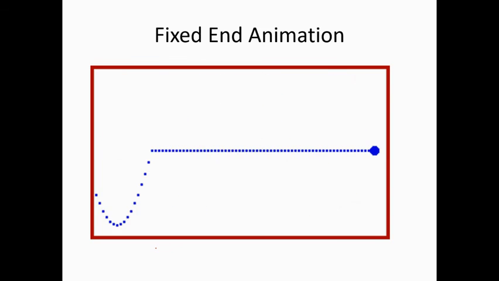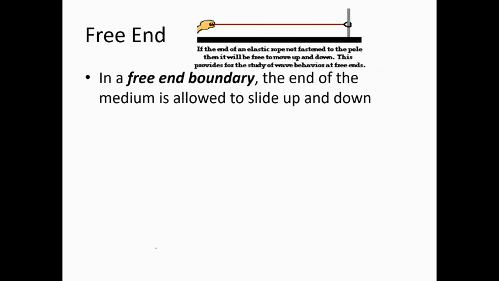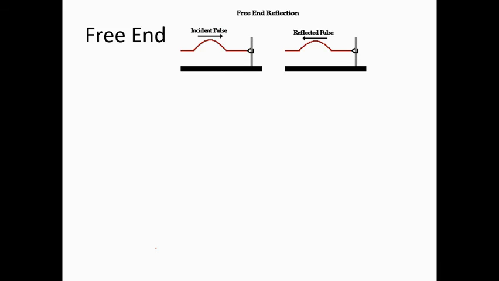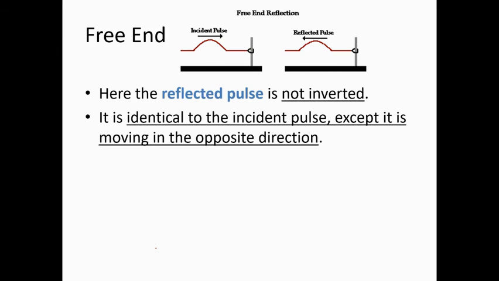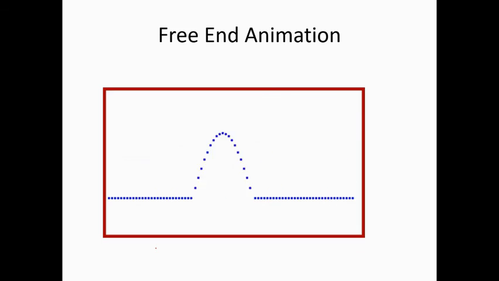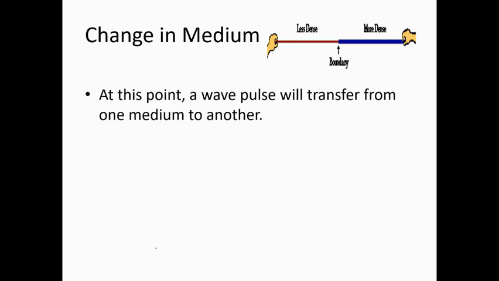So this is what it's going to look like for a fixed end system, like a guitar string. Now, what if you have a free boundary? A free boundary would be like a ring around it, where the ring allows it to move up and down. What's going to happen? Well, my reflected pulse is going to come back not inverted, so going the same direction. It's going to be identical to your incident pulse, except it's going to be moving in the opposite direction. So it goes up and it comes back. It goes down and it comes back. So this is when you send a pulse or a vibration down a wave.